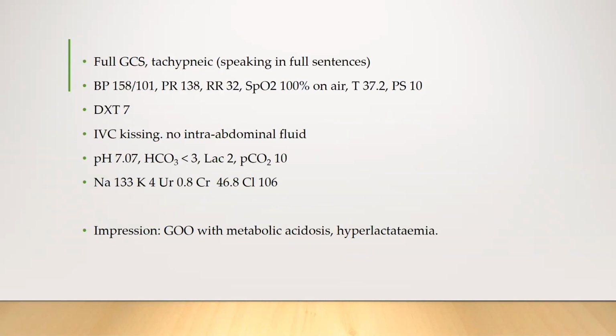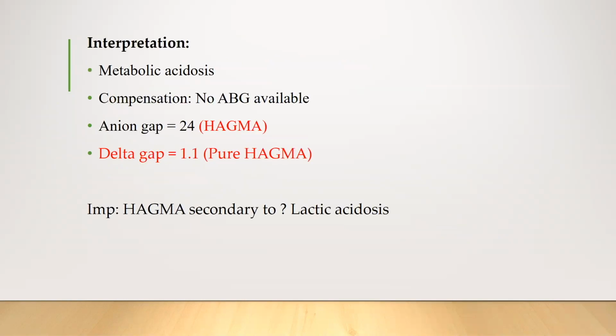So when we assessed her in ED, noted she has a full GCS, BP on the high side, and DXT initially was 7. Based on the ABG, we can note that the pH is 7.07, bicarb is less than 3, lactate is 2, which is borderline on the high side, I would say. PCO2 is 10. So we can say that this patient could be having GOO with metabolic acidosis as well as hyperlactatemia. From this reading, we can have some clue of what's happening to this patient.